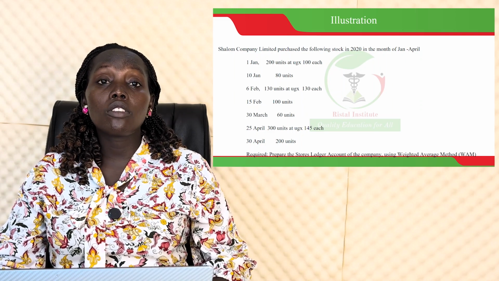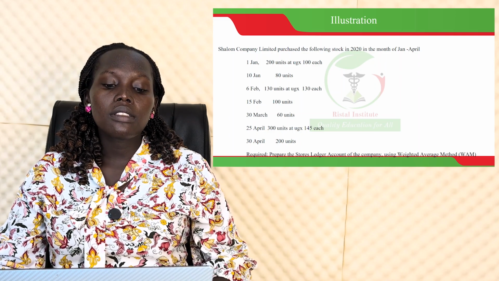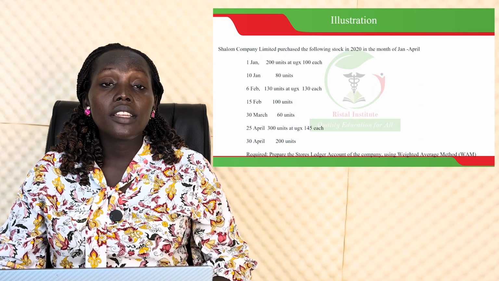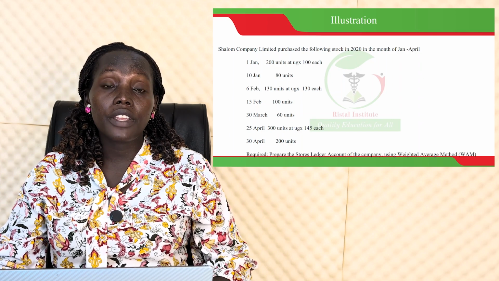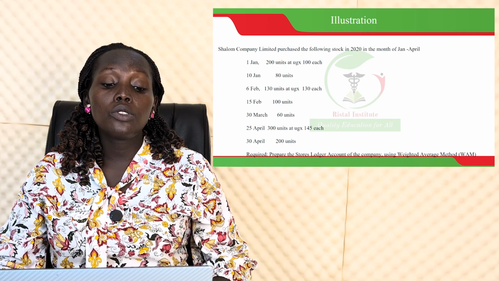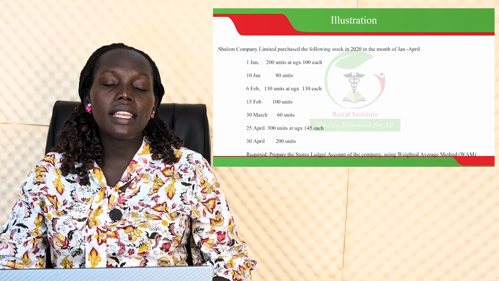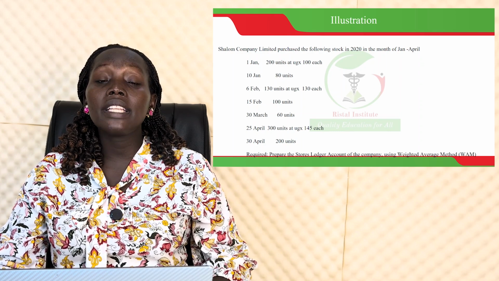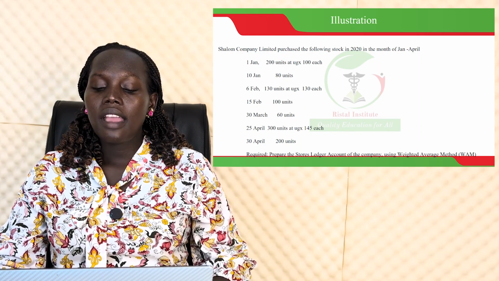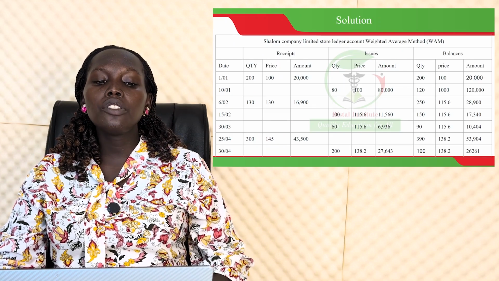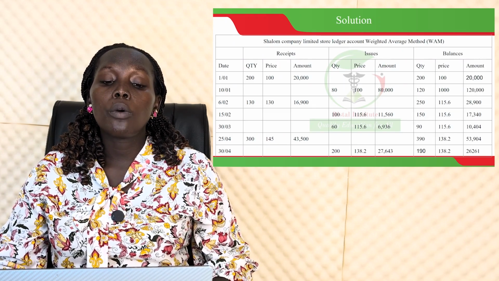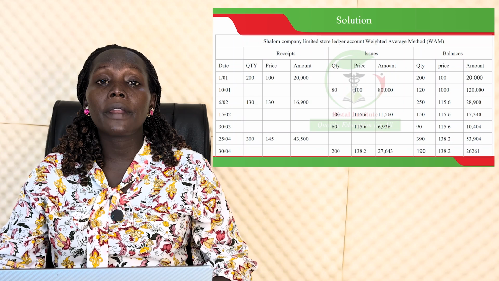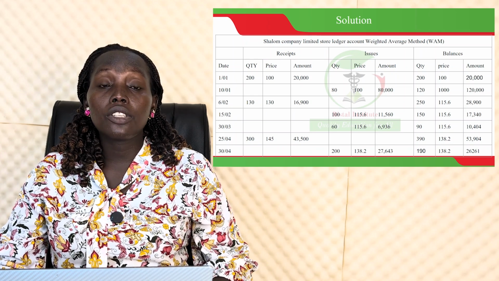On 25th of April, we bought more units at 145 each. And on 30th of April, the same month, we issued out 200 units. We are required to prepare a store's ledger account of the company using the weighted average method. So we are going to compute the price of the materials.